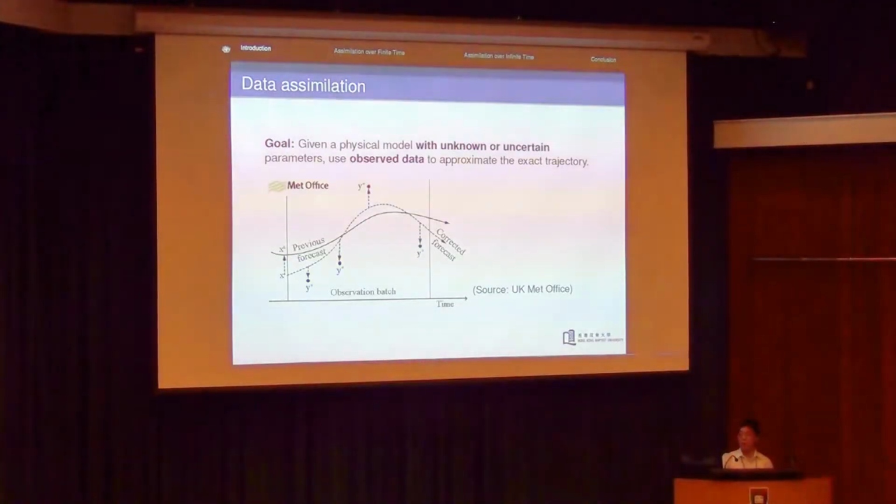So what do I have in mind? What sort of problem am I thinking about? I'm thinking about a physical system where the dynamics are well established, and there's a governing PDE, and the difficulty here is that I have some unknown or uncertain parameters, and I would like to adjust my model based on observed data to try to get a good approximation of the actual trajectory.